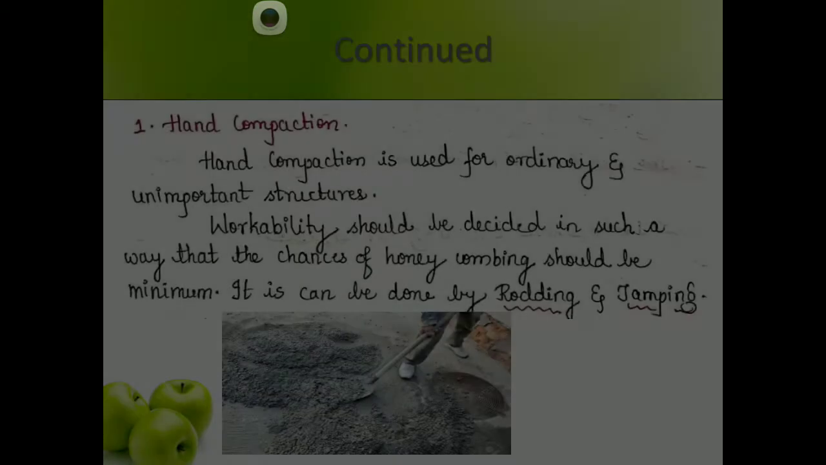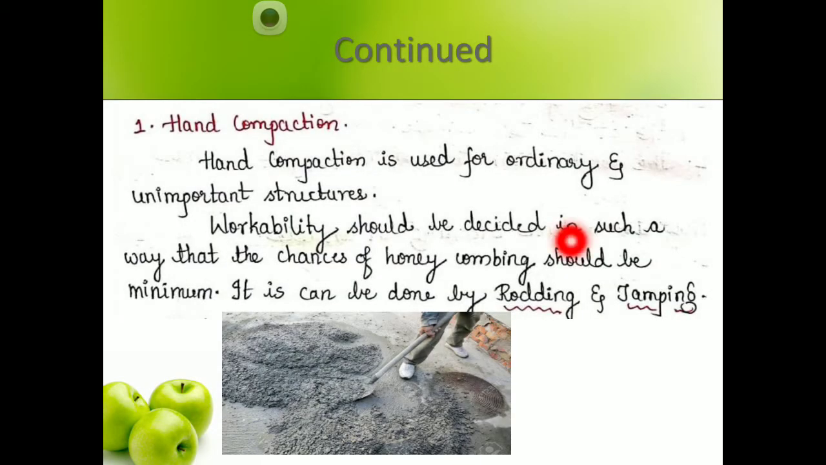Hand compaction is normally used when the construction site is very small and the concrete being placed is very little. Vibrators are used when your construction site is huge, so that the concrete does not get hardened very soon. Normally now everyone is using vibrators, so the work becomes very easy and very fast, so that concrete is compacted before it attains the initial setting time.